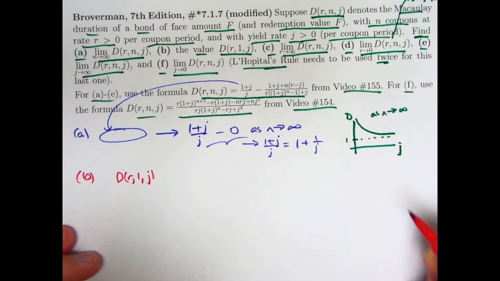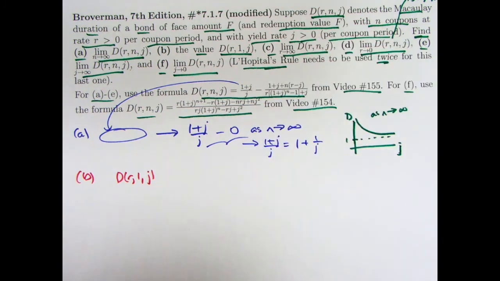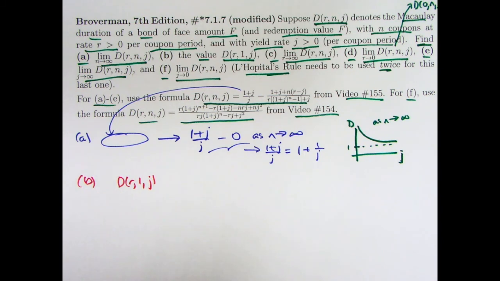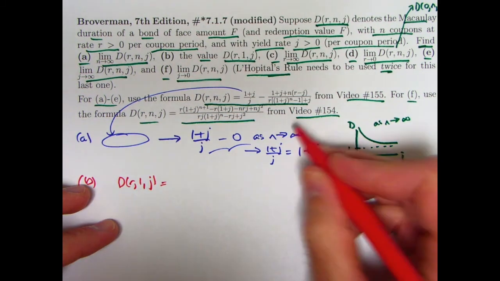d r 1 j is what we want to find, right there. Plug in n equals 1. You got one coupon payment. It's occurring at time 1, the same as the redemption value. Remember, the duration is a weighted average of times of payment. The answer should be 1, right? Because you only have one payment at time 1. It's not immediately obvious that the answer is 1 by this formula.